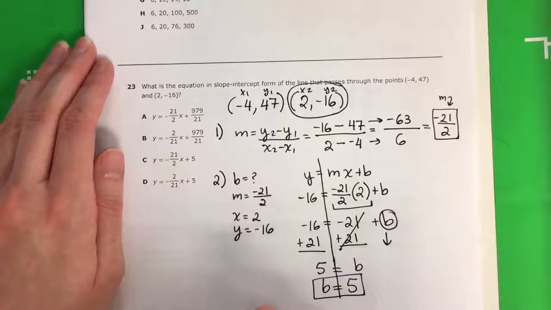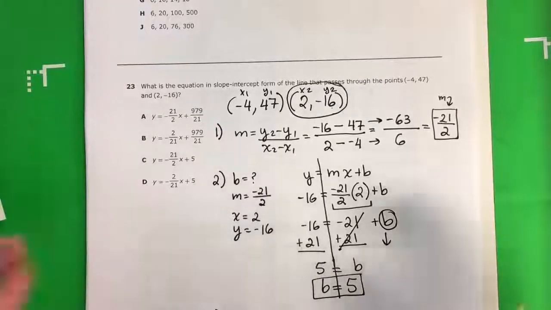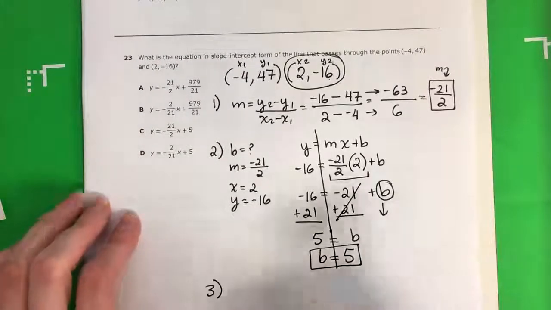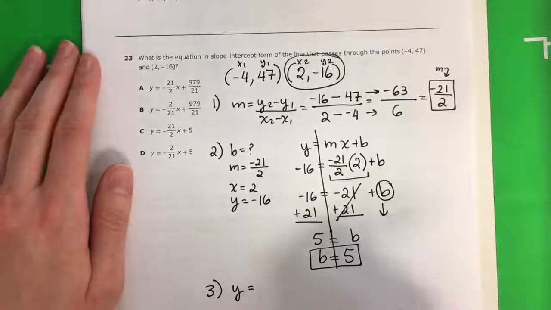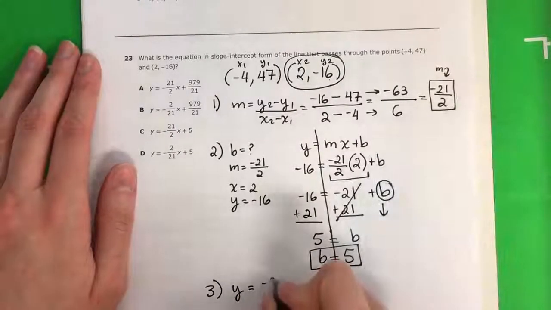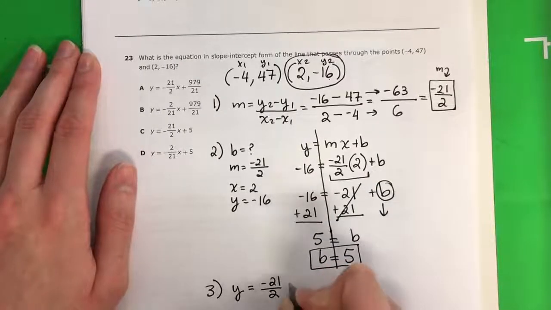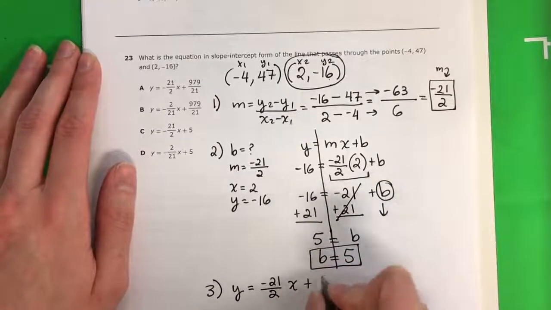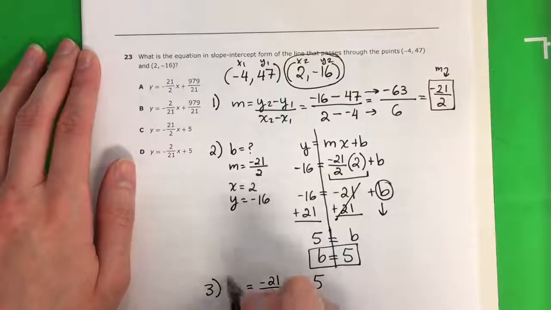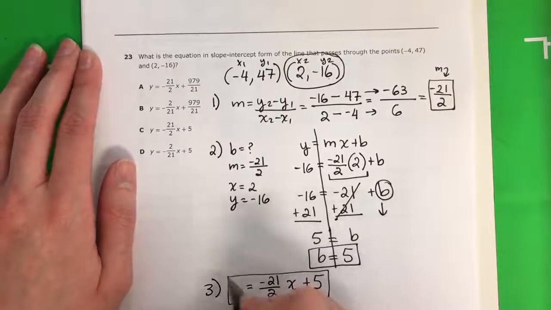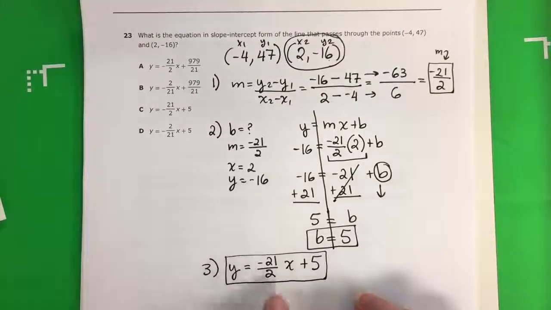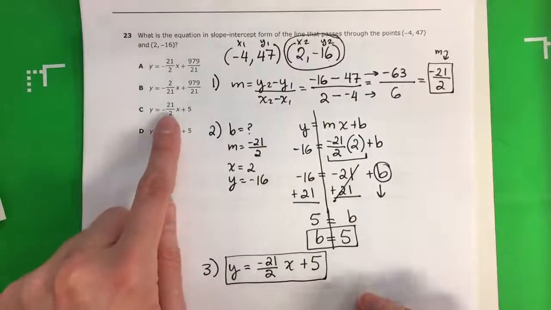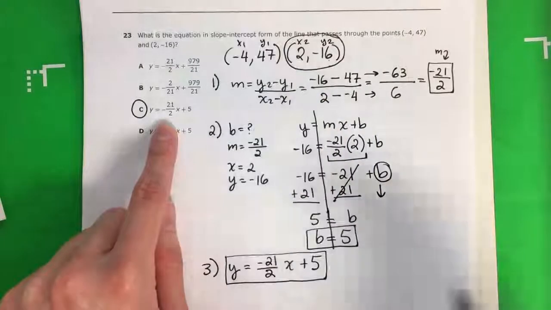Now the last step is we are going to put it in the equation. y equals mx plus b. m needs to be a number, so negative 21 divided by 2, x, and this is a positive 5. So here is my final answer. Let's see where I see this. Well, it looks like it is C.